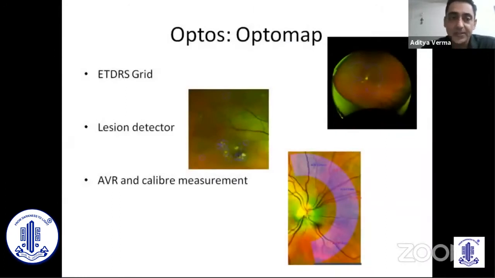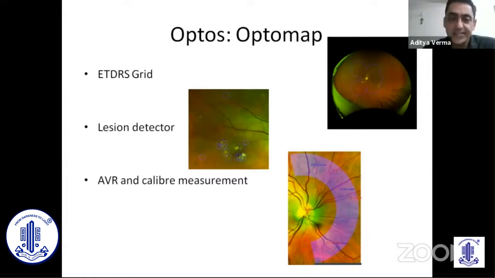One more important feature is the ability to overlay an ETDRS grid over the optomap image, and the researchers and the clinicians can find out whether the lesions lie within the standard 7 fields or whether the lesions are peripheral. And actually, one of the studies I'm going to quote, we have done in Indian eyes regarding diabetic retinopathy on the Optomap images.